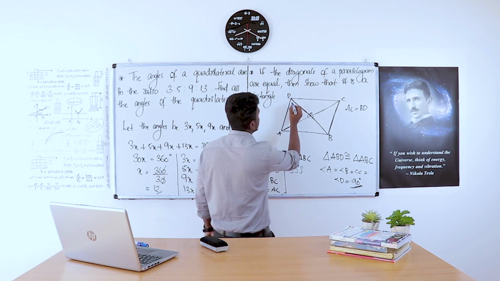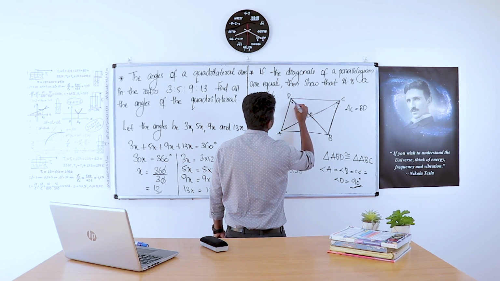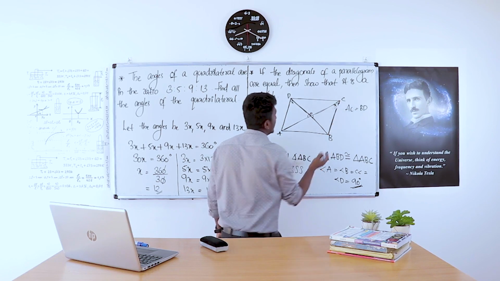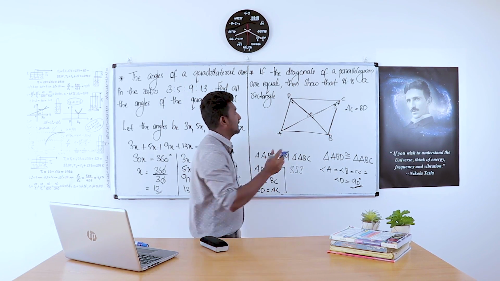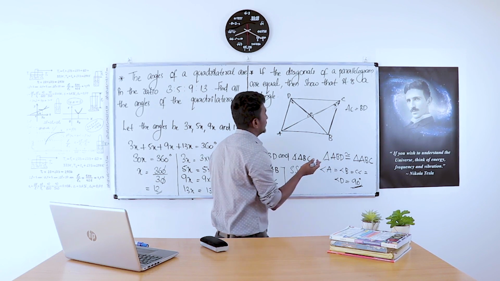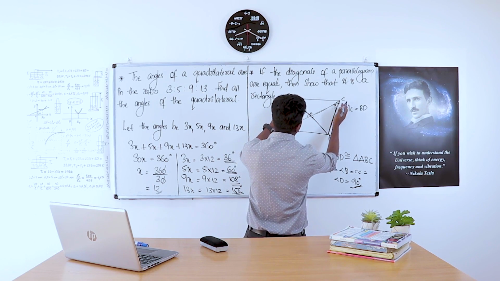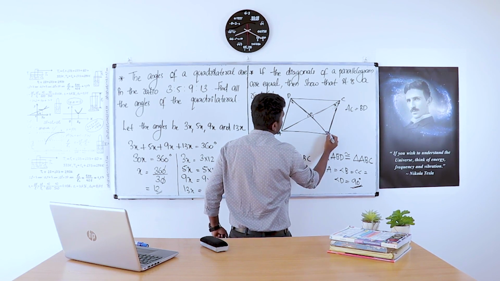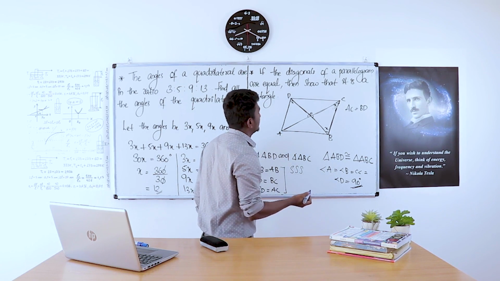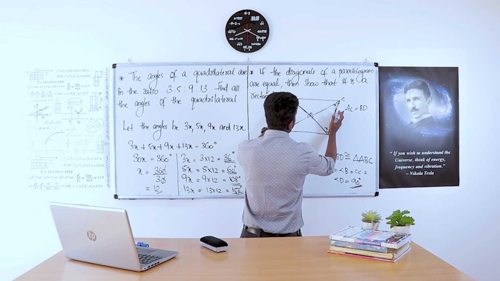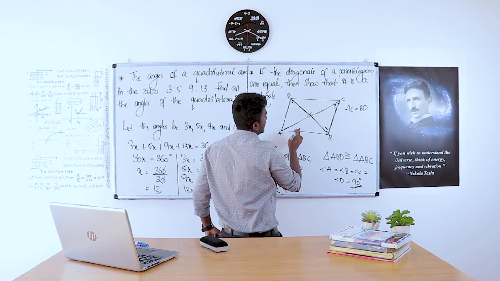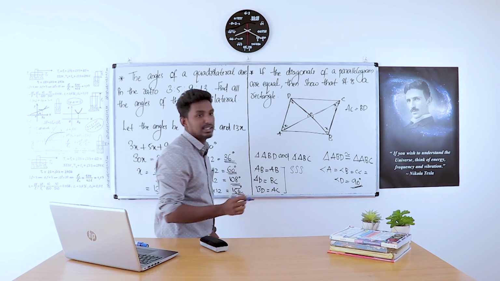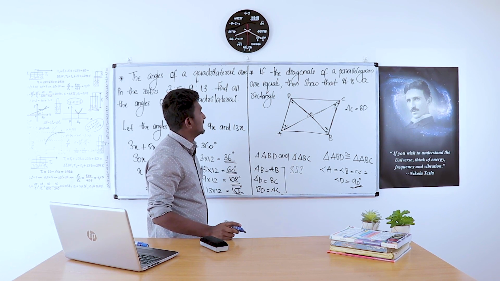By CPCT, we can say that this angle and this angle are equal. That is, these two are equal. Clear? Any doubt? Then by the property of a parallelogram, we know that these two sides are parallel. For these two sides being parallel, alternate interior angles are equal. Therefore, if this is x, this is also x. Considering these two sides are parallel, this is the transversal. Alternate interior angles are equal. Then we can say that if this is x, this is also x. Clear? Okay.